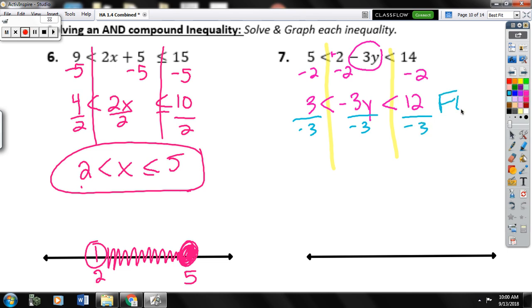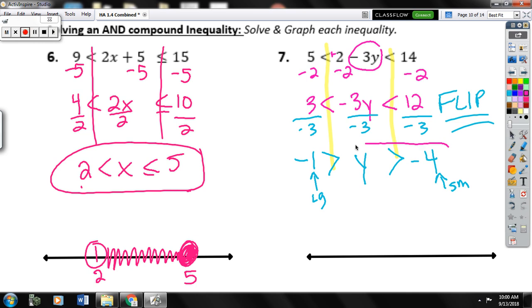And I usually write the word "flip," because if I don't, I forget to flip them. So I'm going to have negative 1 is greater than y, which is greater than negative 4. Still not done. The smallest number is negative 4. The larger number is negative 1. So this is written backwards. So at the end of the problem, you have to rewrite it starting here and just flipping the whole thing around.